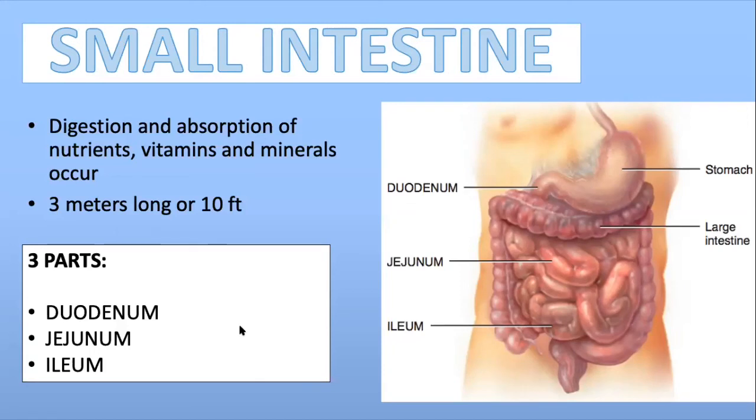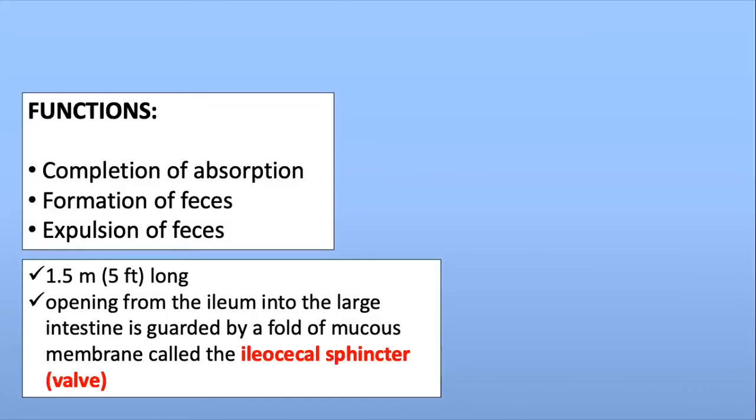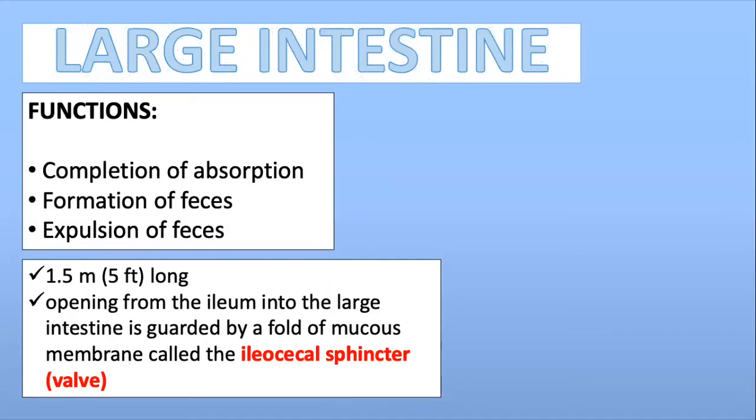The duodenum here is the shortest region, about 25 cm or 10 inches. And your jejunum is about 1 meter or 3 feet. And the ileum here is the longest, which is 2 meters or 6 feet. Okay? Next, we have the large intestine. It functions as completion of absorption, formation of feces, expulsion of feces. So your large intestine is about 1.5 meters or 5 feet long.